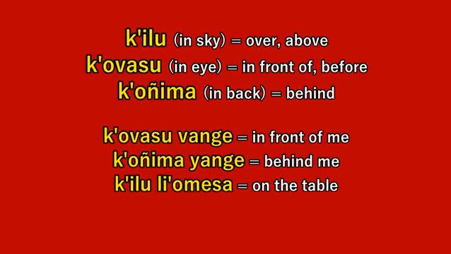There are composite prepositions such as kilo, which means in the sky, in the sense of above, over. Kovasu, which means into the eye, on the eye, which also means therefore in front of, before. Konima means behind because it's in the back. Kovasu vange, in front of me. Konima yange, behind me. Kilo liomesa, on the table, above the table.